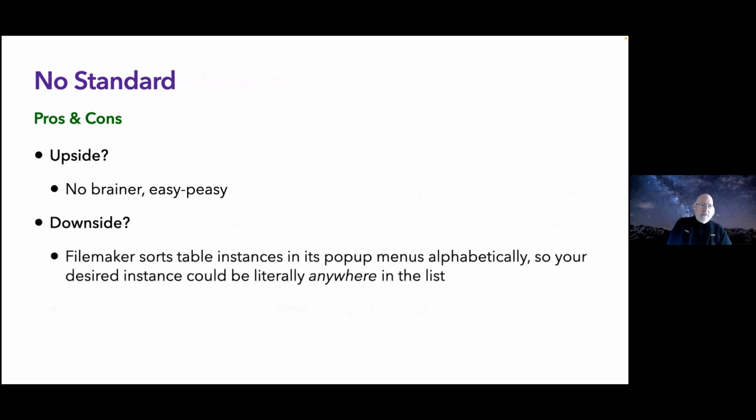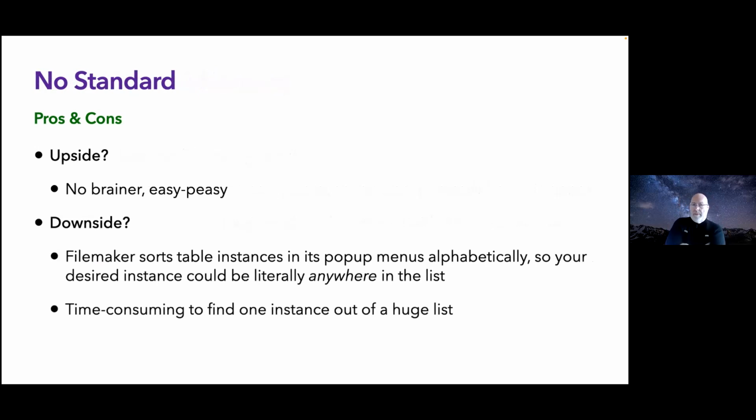The downside is that FileMaker sorts table instances in its pop-up menus alphabetically. So if you have dozens of table instances in that list, you've got a huge haystack you've got to sort through instead of pincushions again. And it's time consuming to find one instance out of a huge list like that. So here's examples of no standard. That's okay, but I guarantee you they sort all over the map in every pop-up menu that FileMaker is going to provide you. So let's look at TLAs.